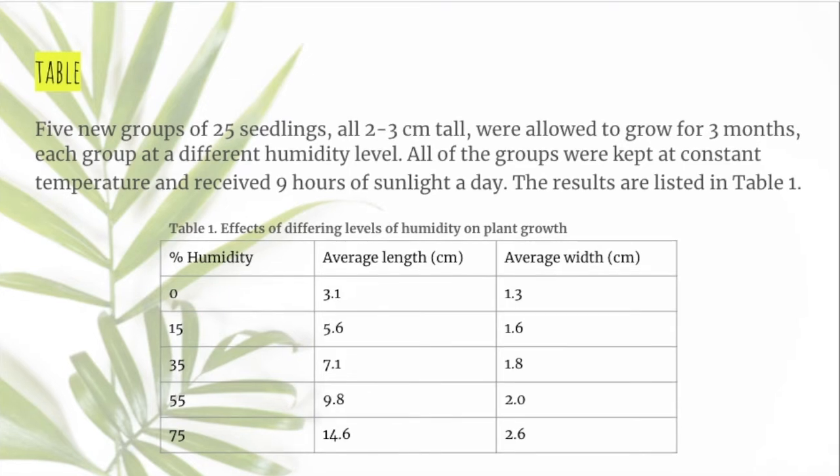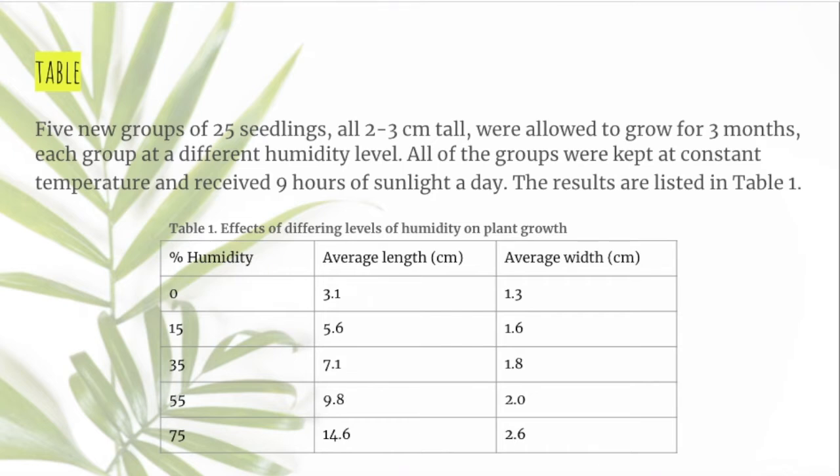Your data table should list the independent variable in one column and the dependent variable in a separate column. Reminder, the independent variable is the variable that the scientists are testing and are purposefully manipulating between each setup. In this experiment, the independent variable is the percent humidity. It is seen in the first column.